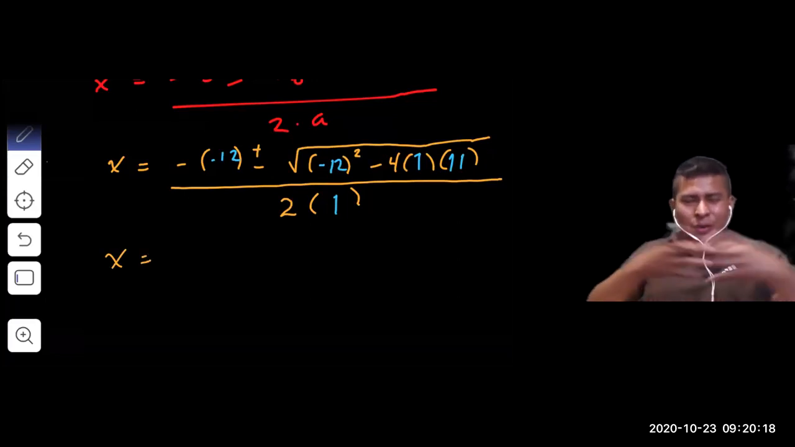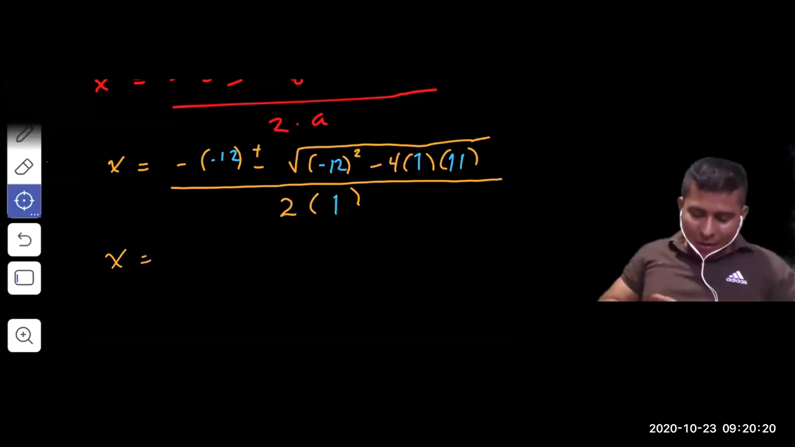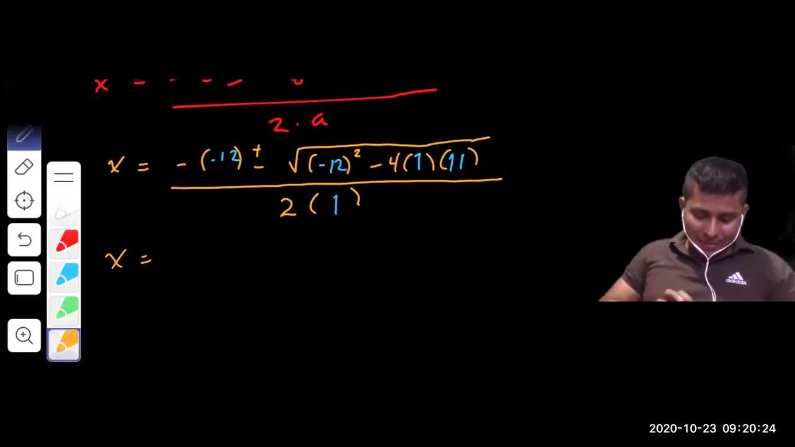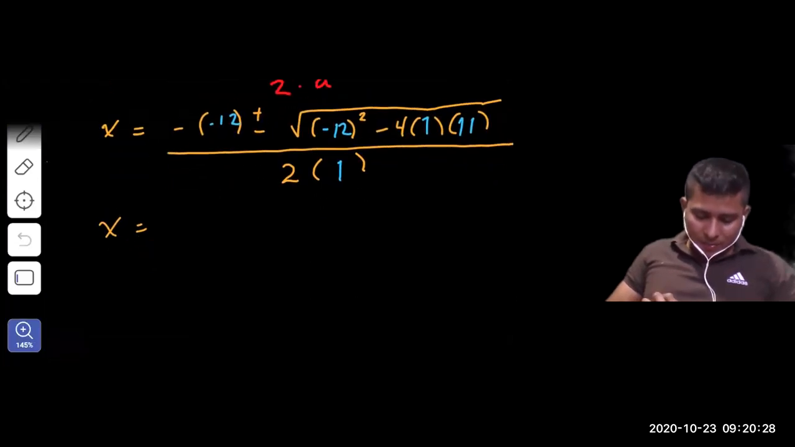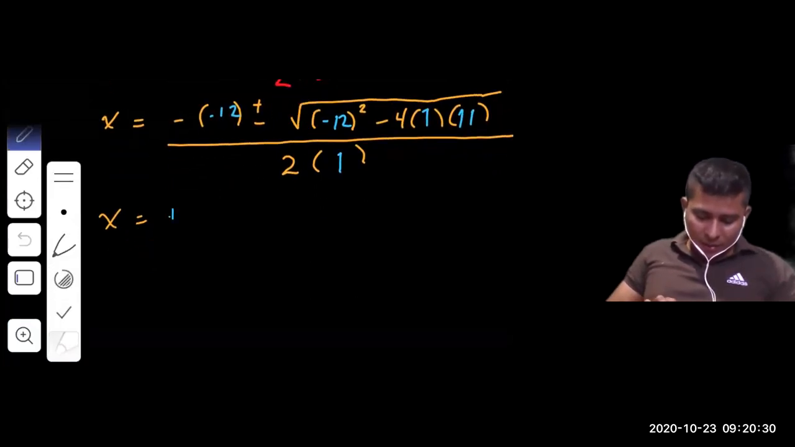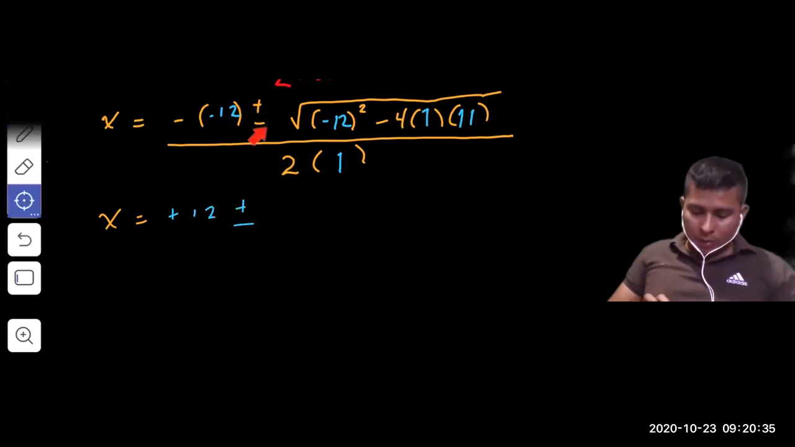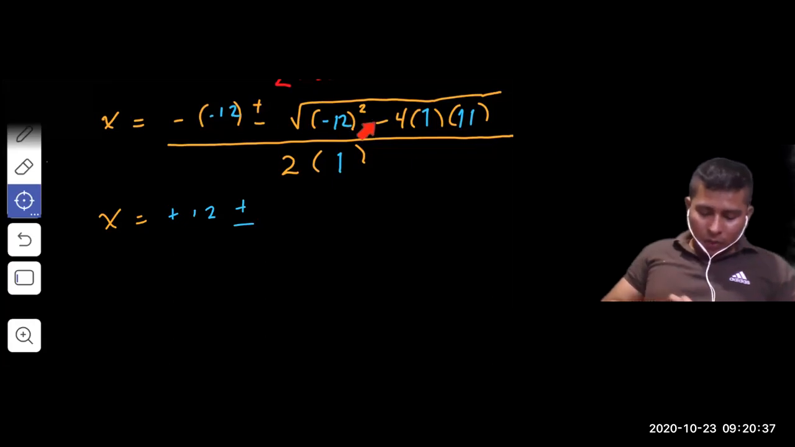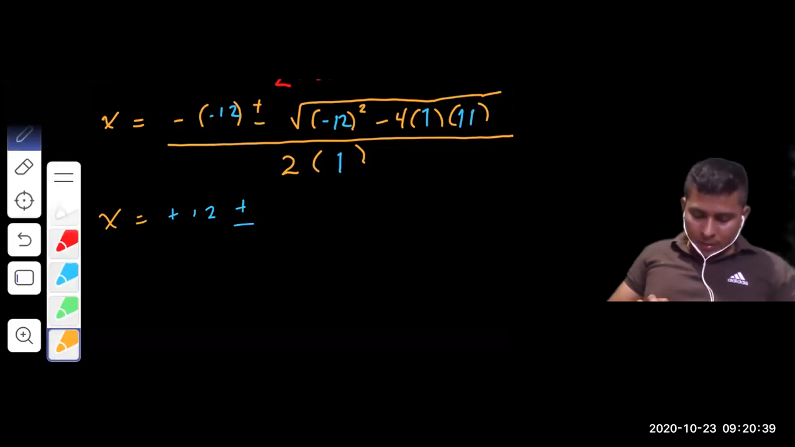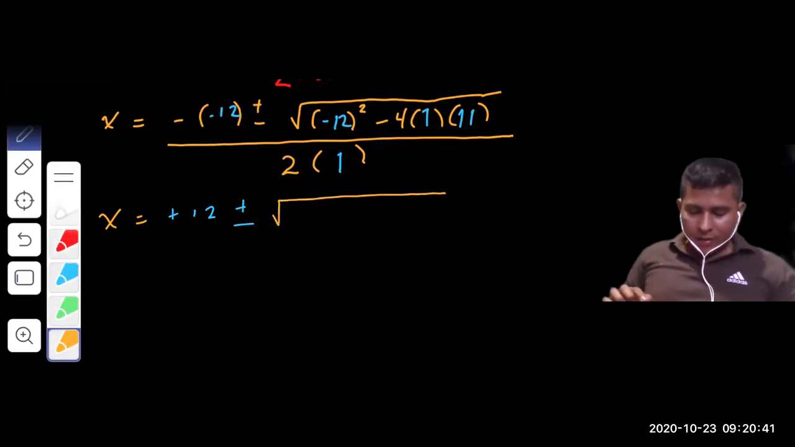My goal is to get rid of the parentheses. How can I get rid of these parentheses, guys? Negative and another negative. What is that? Positive. Excellent, that is positive 12. Minus, this is just the formula, plus or minus. And let's copy the square root of these guys.